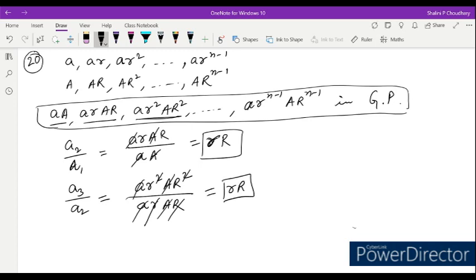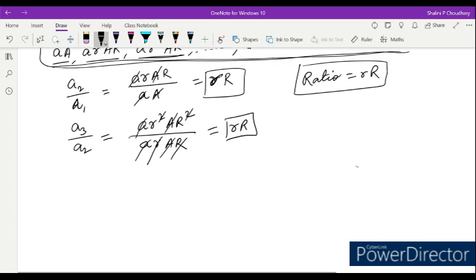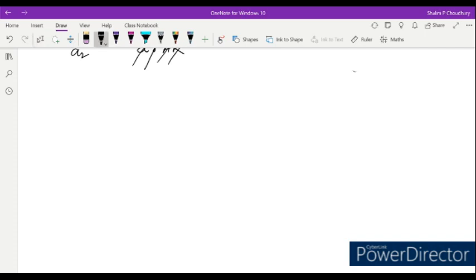So the ratio of A2 upon A1 and the ratio A3 upon A2 are the same. So in both conditions what ratio are we getting? Ratio is small r into capital R, so that we can say that this sequence is in GP. Hence it is proved. Now we'll move to the next question, that is question number 21.